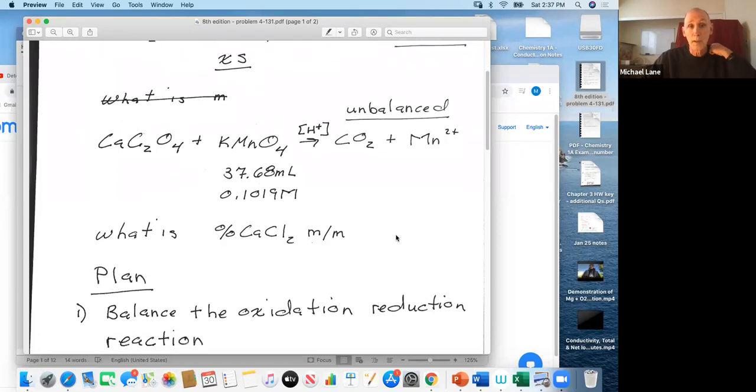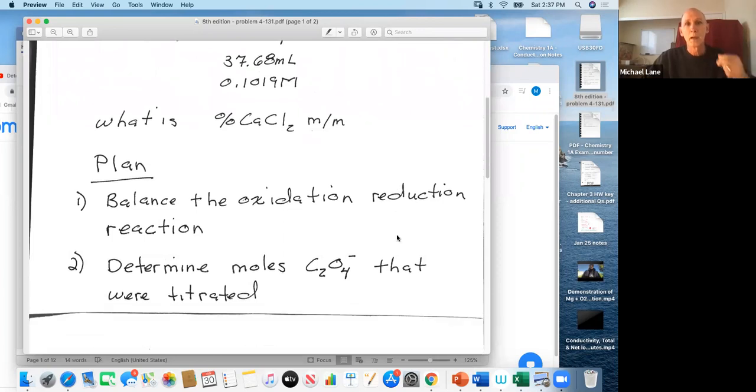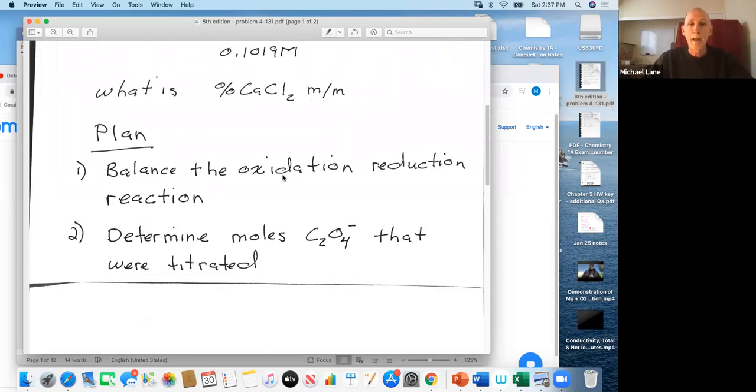Okay, what's the plan? How am I going to go about this? One, I am going to balance the oxidation reduction reaction using the method that I presented in class a couple of nights ago. Note that I have posted this file in the file section on Canvas for how to balance it. So you may want to go there as a reminder.